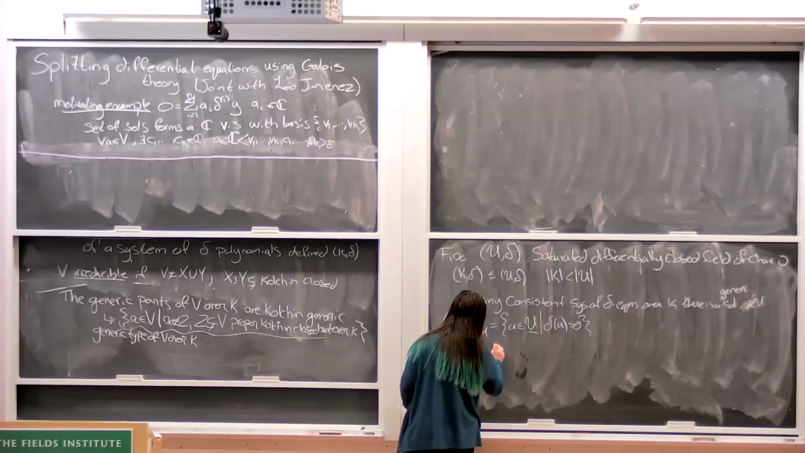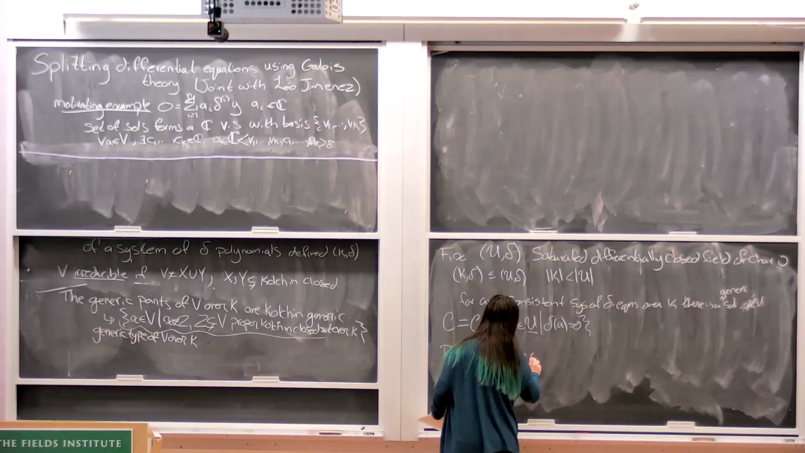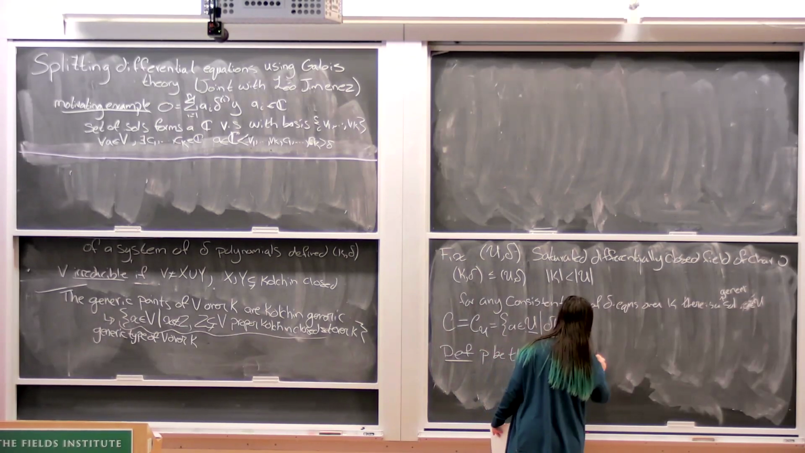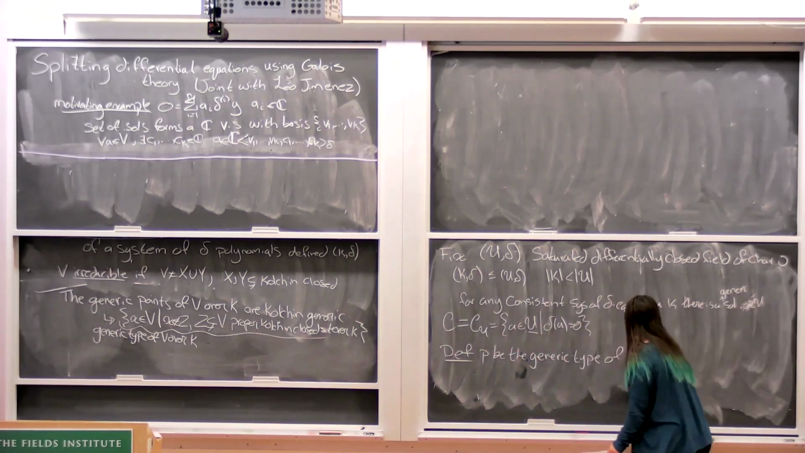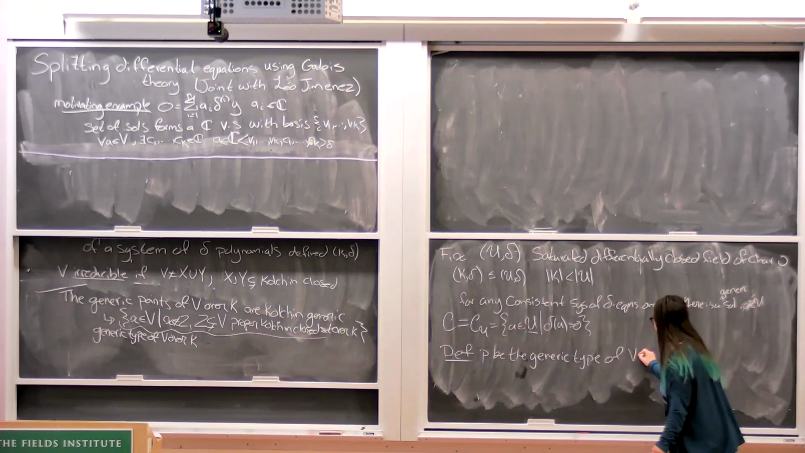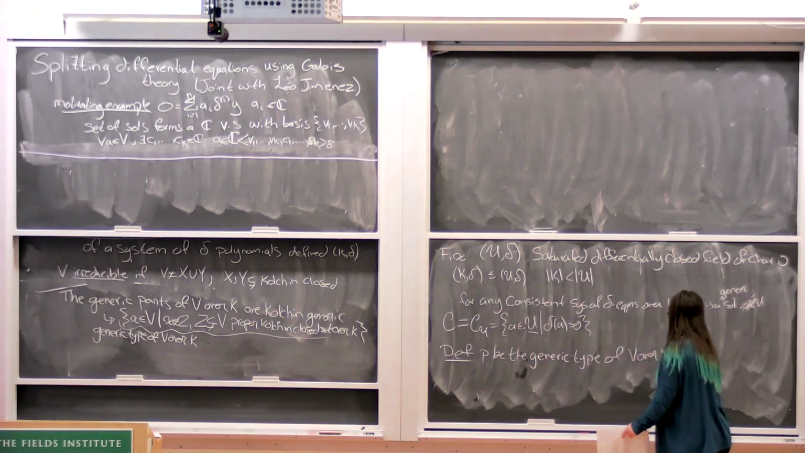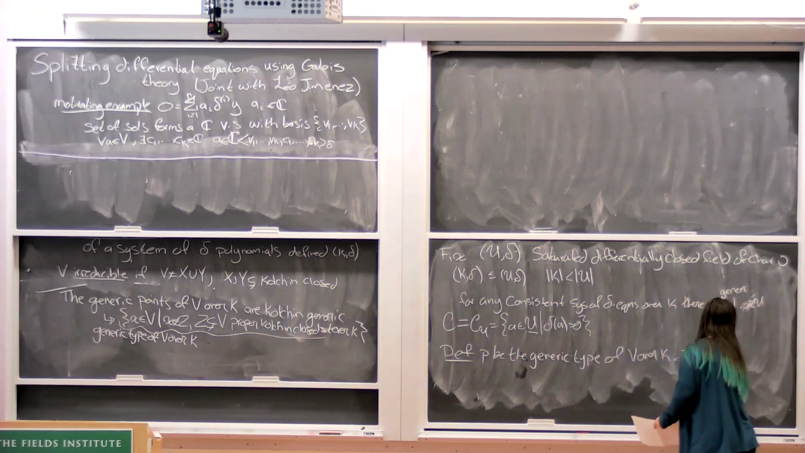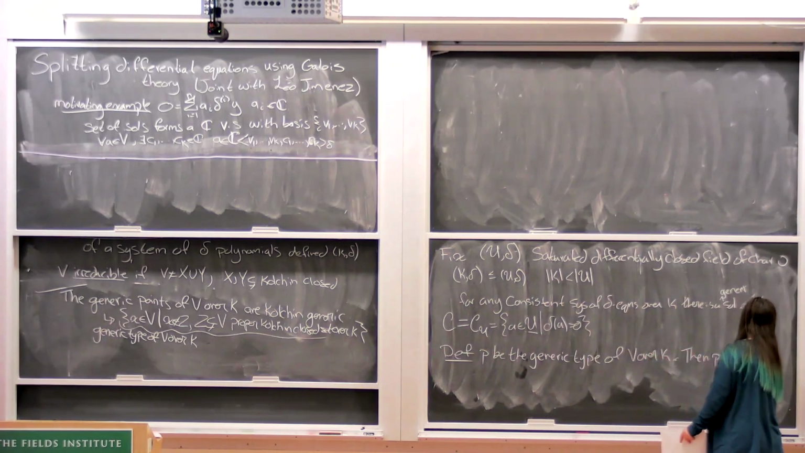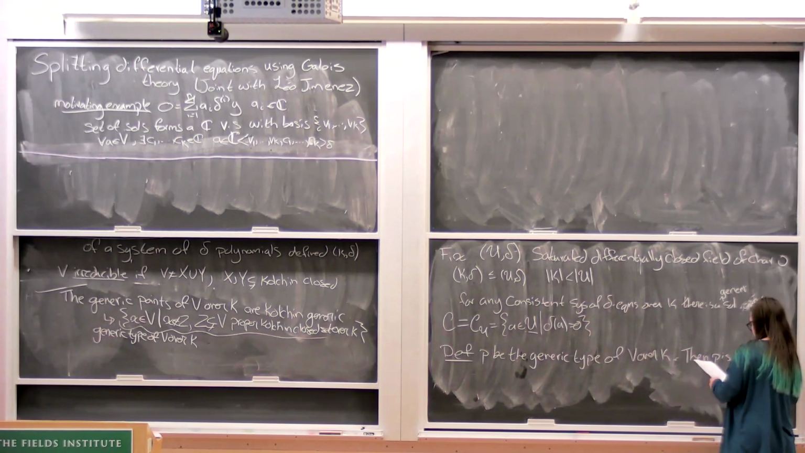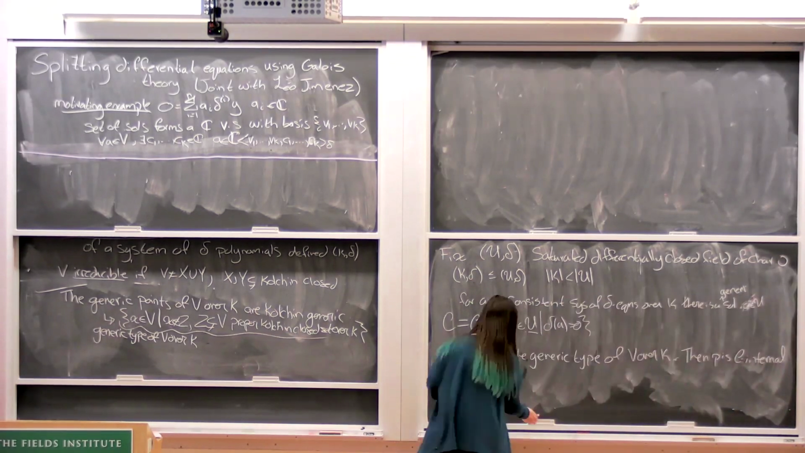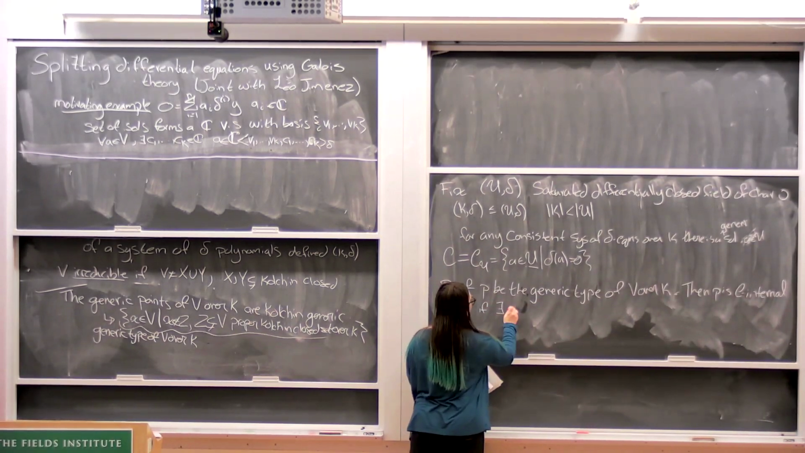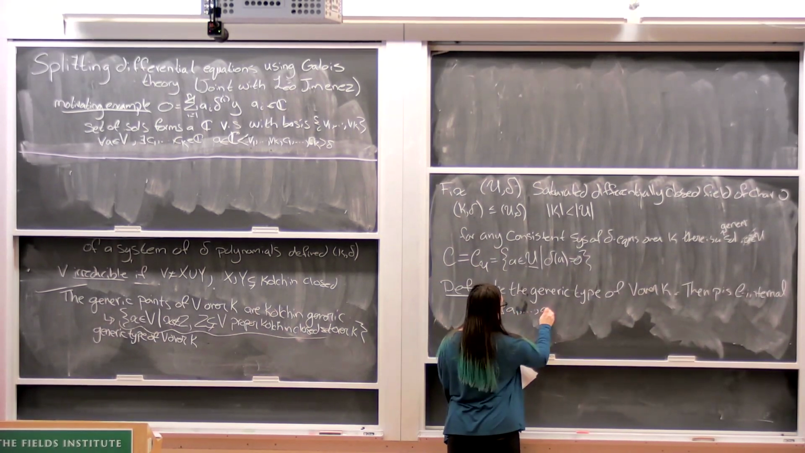So if we let P be the generic type of some system of differential equations over K, we say that P is internal to the constants if we can find finitely many generic solutions.